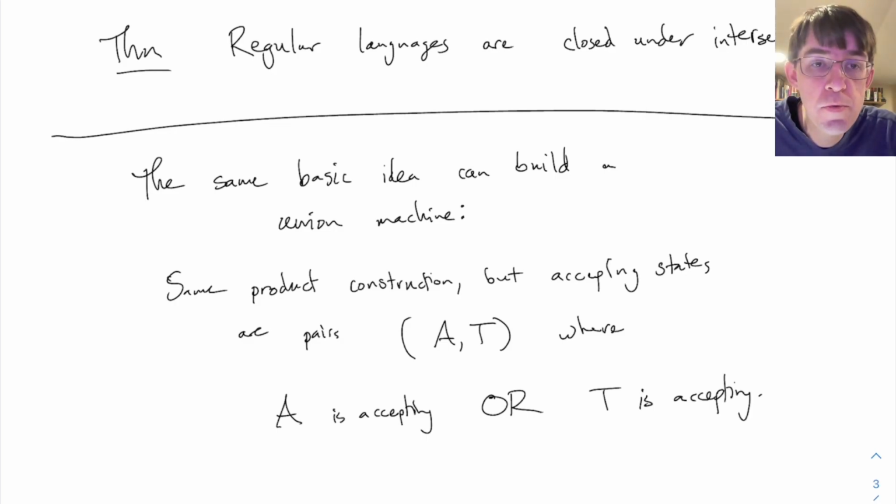See, the one we did before, we said it was accepting when the first and the second are accepting, but that's because we wanted the intersection. If you want the union, you make it so that it's accepting when the first one or the second one is accepting. And then that gives you the union. You can, if you want to, prove this formally also, but it's the same proof basically. I don't want to go through the details.